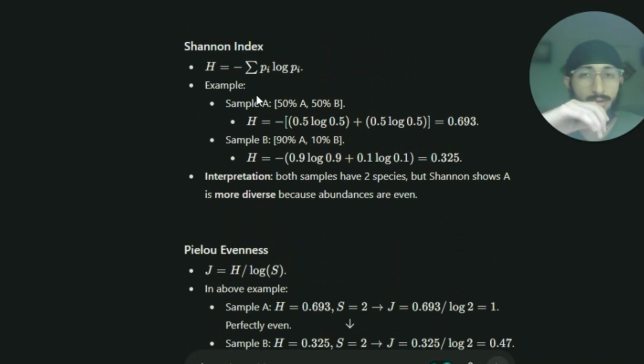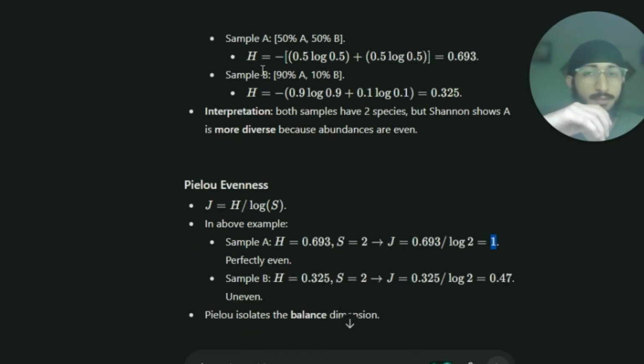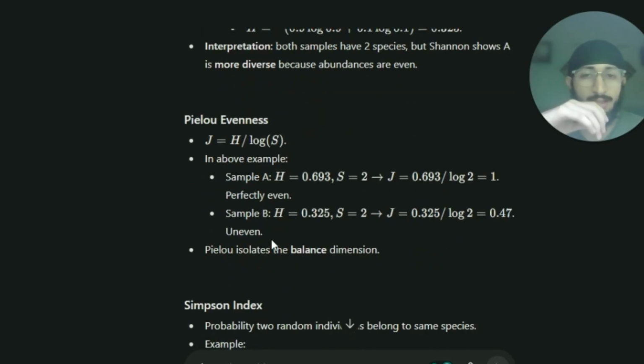Which is also true because sample A has 50% A and 50% B, so it should be perfectly even. That is why the answer also complements it, and we have 1. Sample B is uneven, 90% A, 10% B, so that is why the value of J is less than 1. That is the Pielou evenness metric, right? So it isolates the balance dimension.